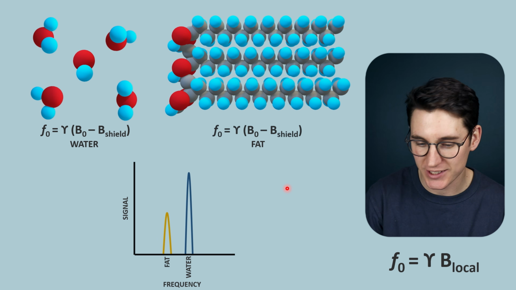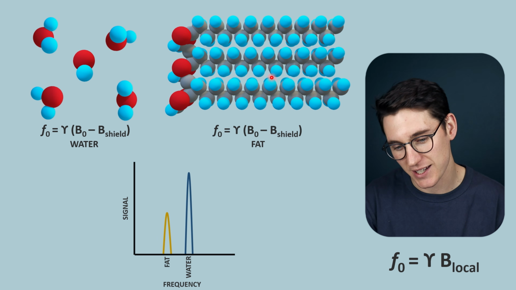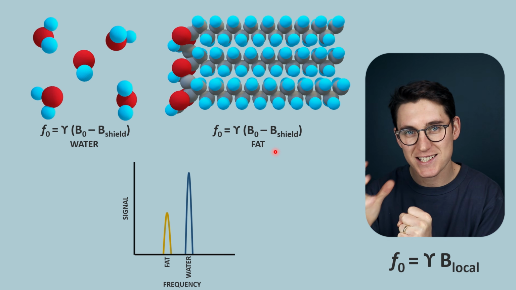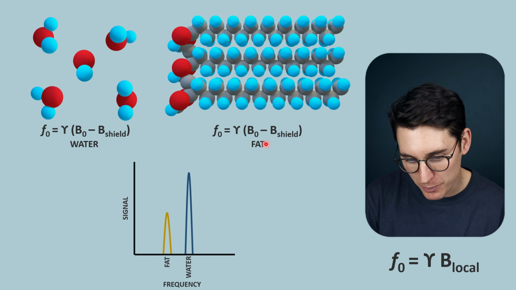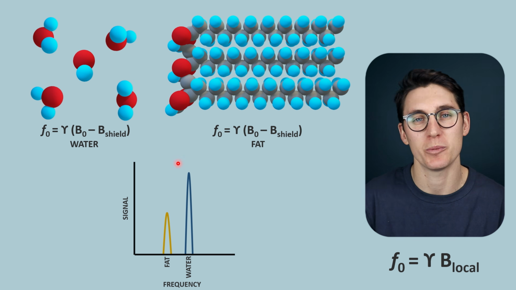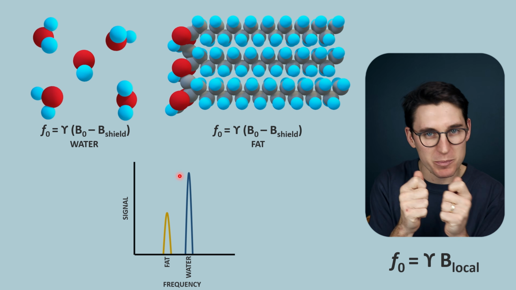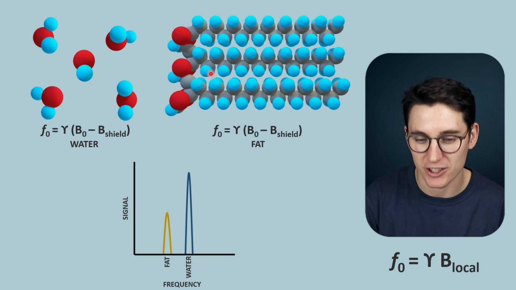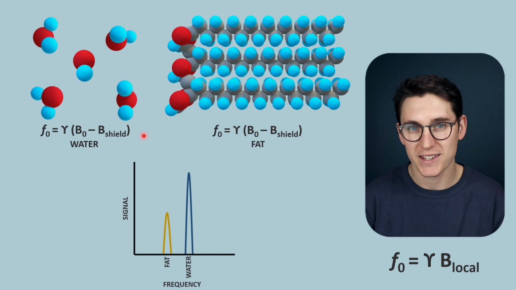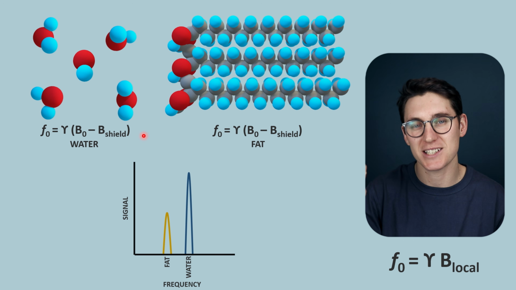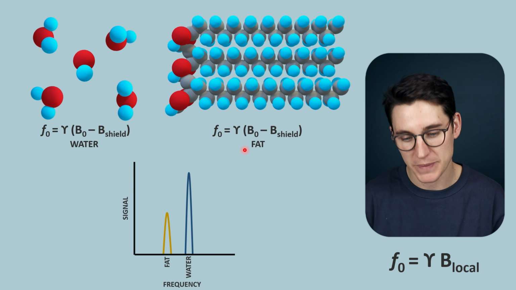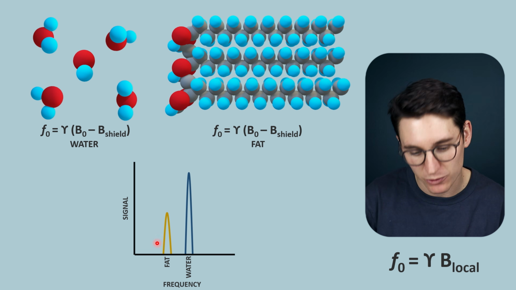Then if we look at fat, we can calculate the precessional frequency of fat. Now I've said that the shielding, the electron shield, that induced magnetic field around the hydrogen proton, is slightly more in fat. That makes our B local, which is our main magnetic field minus that shielding, slightly less in fat than it would be in water. The magnetic field experienced by the hydrogen protons in fat, because of its molecular structure, is slightly less than the magnetic field experienced by hydrogen protons in water. They're the same hydrogen protons, but the local magnetic fields are slightly different. That slight reduction in B local, the local magnetic field, results in a slight reduction in precessional frequency in fat.